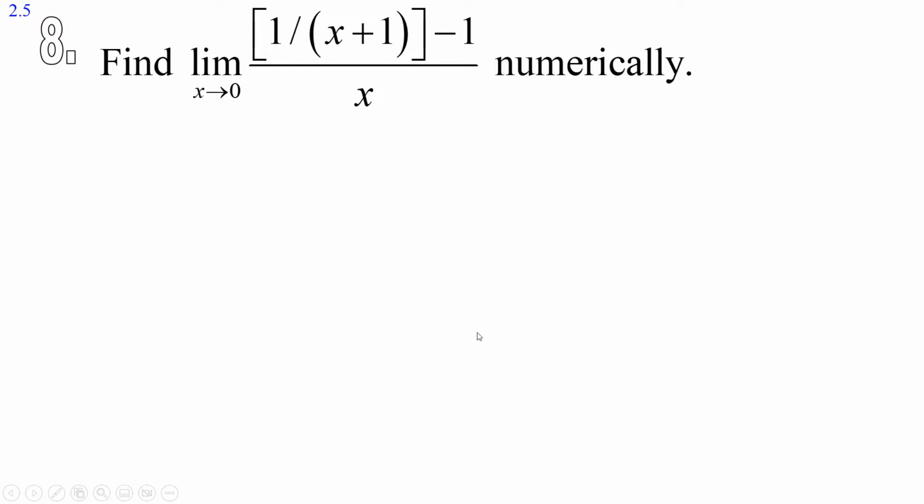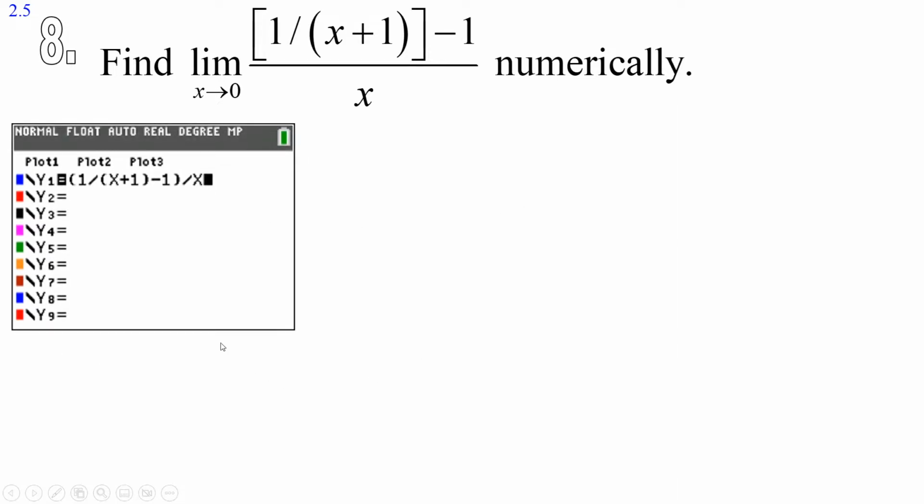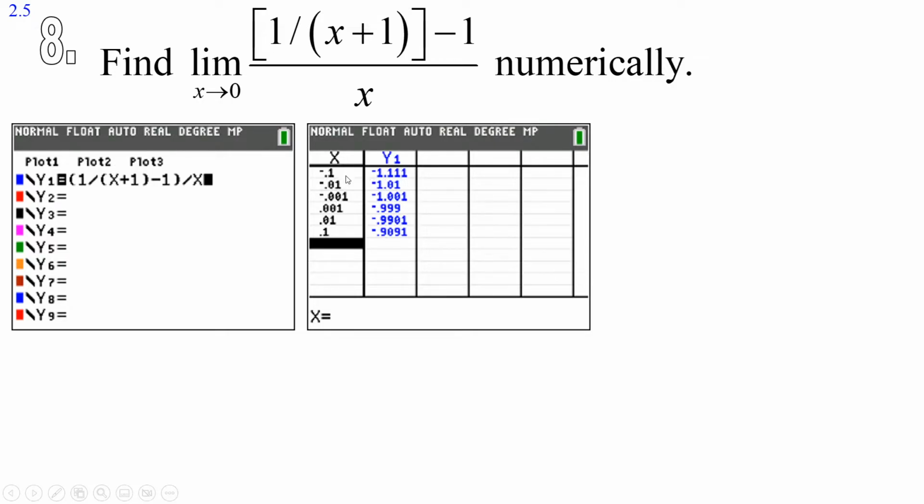Number 8. Again, numerically, be careful how you put this into your calculator. I don't want this bracket here. I might bring this bracket out here on my calculator because I need to put my numerator within grouping symbols. So carefully put it into your calculator, and then we have the same inputs to find this limit numerically. So you see how I did this on the calculator? I'm just taking the entire numerator and putting it within grouping symbols and then dividing by x. And there's my same inputs approaching 0 from the left and from the right.